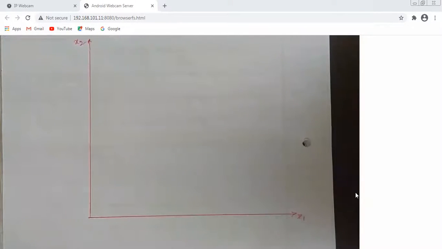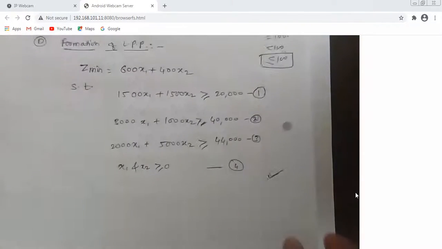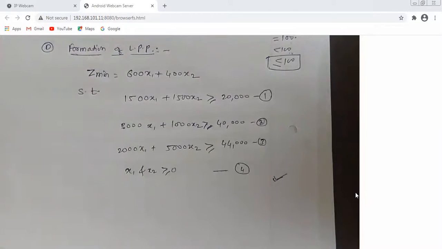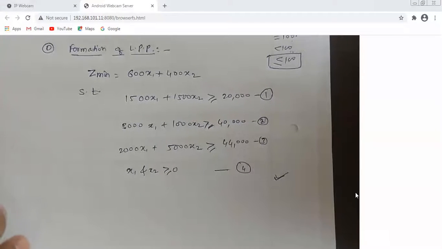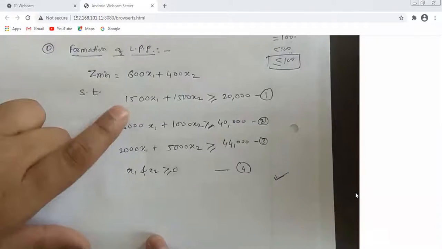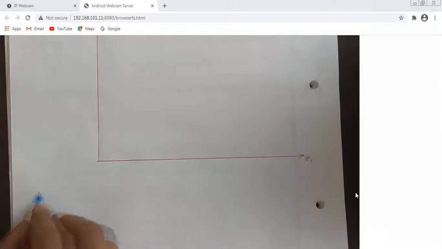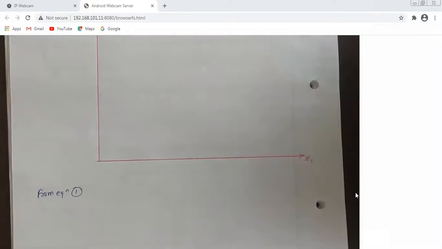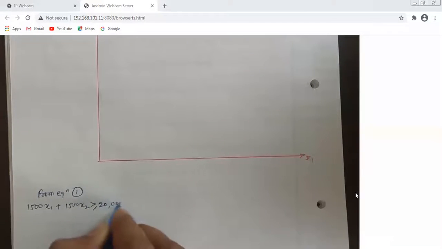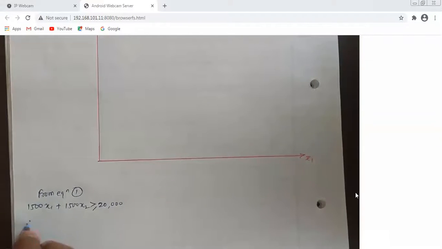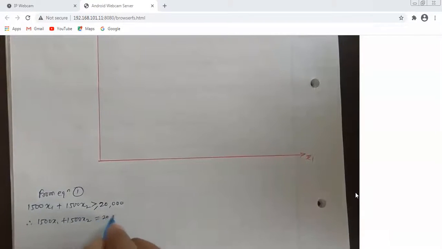Now what do we have to do? We have to simply find the values of x1 and x2 from each equation, and we have to plot those values on the given graph. Okay. So first of all, we'll find the values of x1 and x2 for equation number 1. So here I will write, from equation 1. What is equation number 1? I will rewrite that equation. That is 1500 x1 plus 1500 x2 greater than or equal to 20,000. Okay, and I can write this equation as 1500 x1 plus 1500 x2 is equal to 20,000.